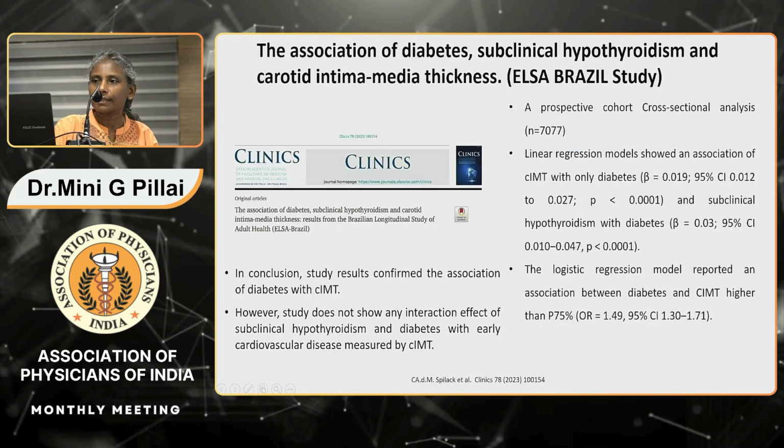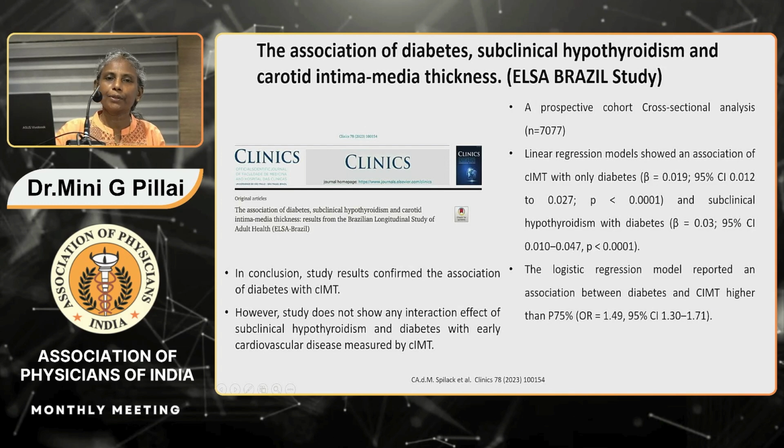So probably these increased vascular endothelial growth factor levels may be implicated in the relationship between subclinical hypothyroidism and diabetic retinopathy. Now the association of diabetes, subclinical hypothyroidism and carotid intima media thickness. This is again a very large study, a prospective cohort study, and in this cohort study actually they followed up.